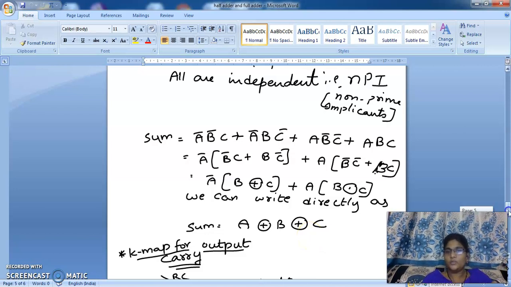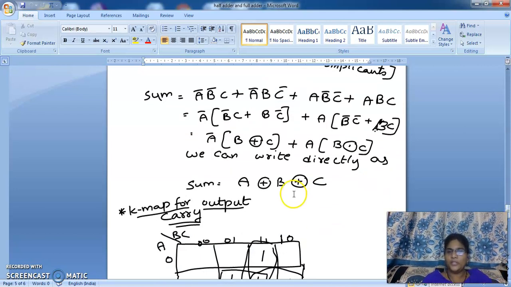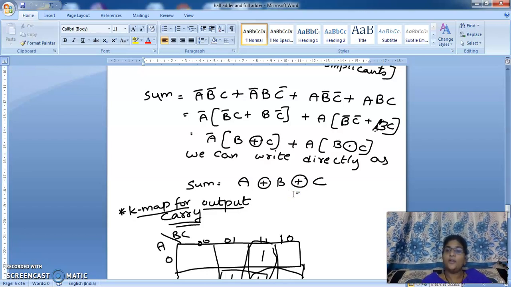So if we observe this, we can say that for an adder circuit, it is the exclusive OR of the inputs. In the half adder we have A exclusive OR B, since 2 inputs are there. Like that, in the full adder we take 3 inputs, so we have the exclusive OR of 3 inputs, A, B and carry input.